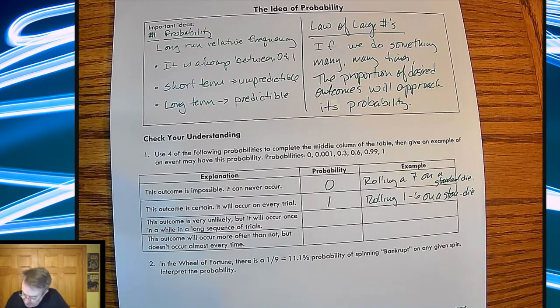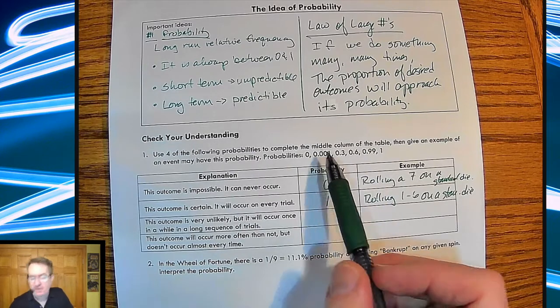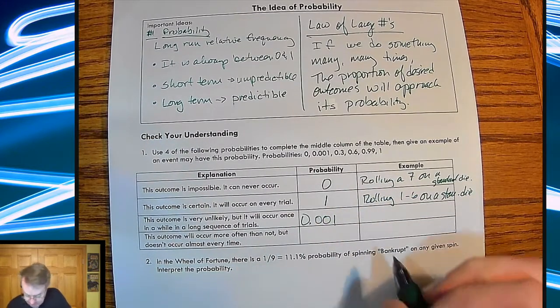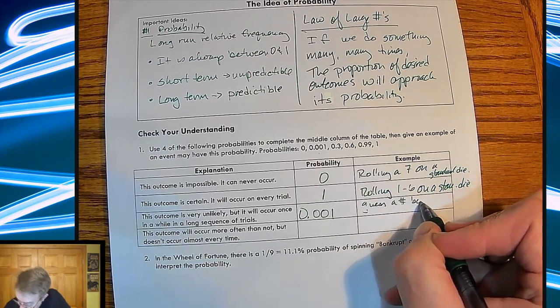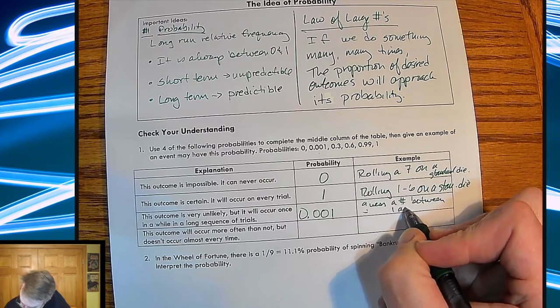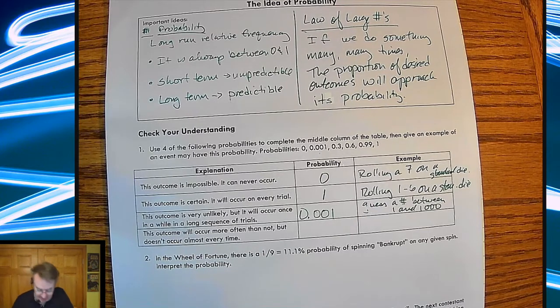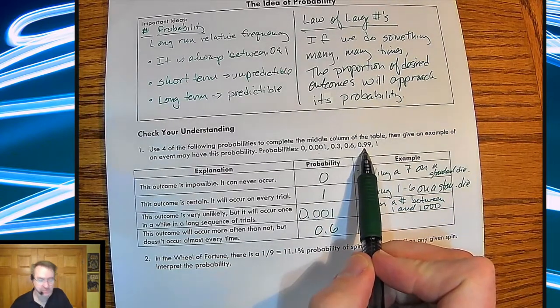This outcome is very unlikely, but it will occur once in a while if you do it long enough. Which one is so unlikely it could happen, but probably not? That would be our 1,000th chance. Like, for example, if I asked you to guess a number between 1 and 1,000. An outcome will occur more often than not, but does not occur almost every single time. More often than not means that you're above 50%, so the 0.6 one is going to happen. This would mean it's happening almost every time. This one is happening occasionally.